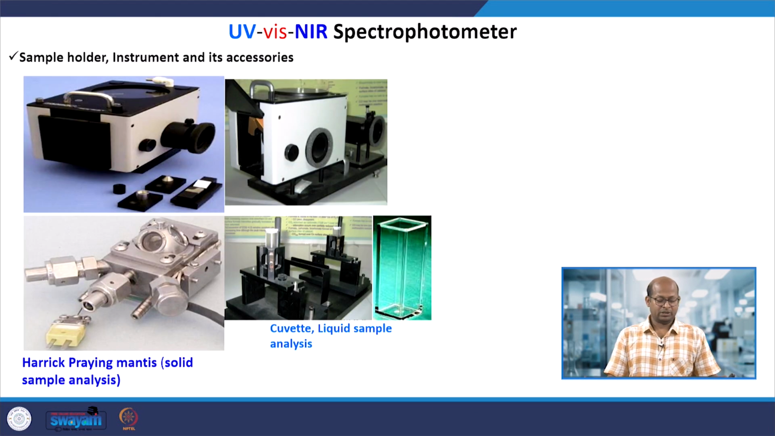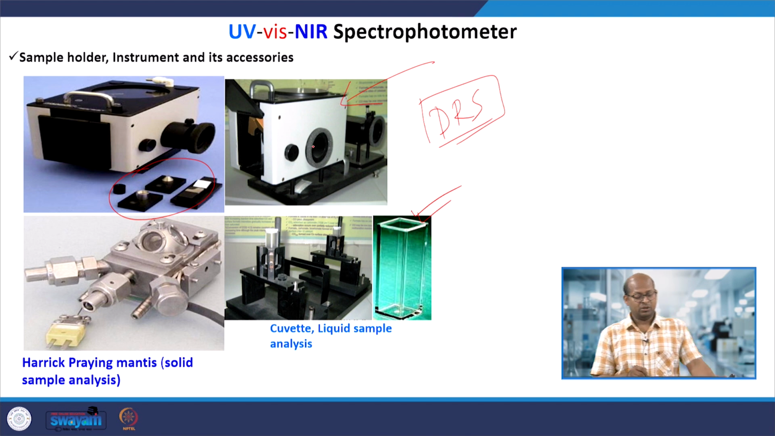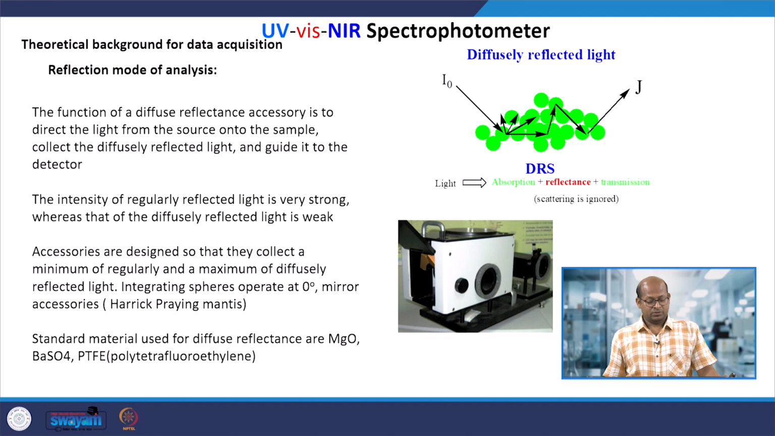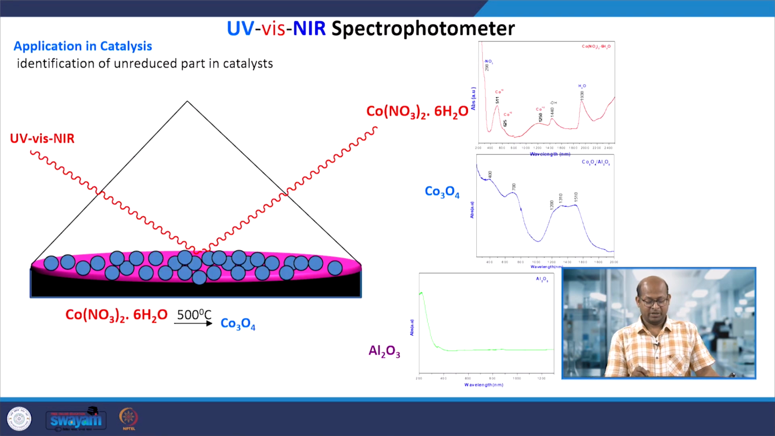Okay, so these are the DRS accessories, diffuse reflectance spectroscopy accessories, that can be used for measurement. This is a cuvette for liquid sample analysis, and this is for solid sample analysis, and this is called a praying mantis. We can place our solid sample there, and then we can get the UV-vis-NIR spectra. Okay, so here 3 different materials were taken.